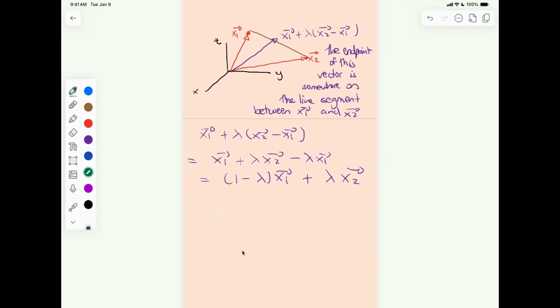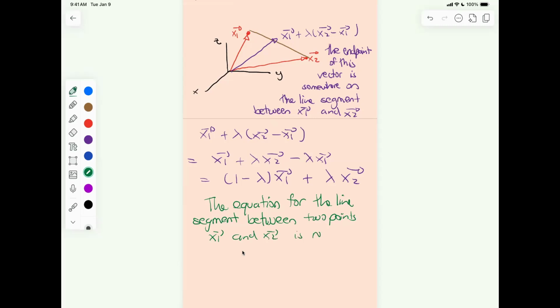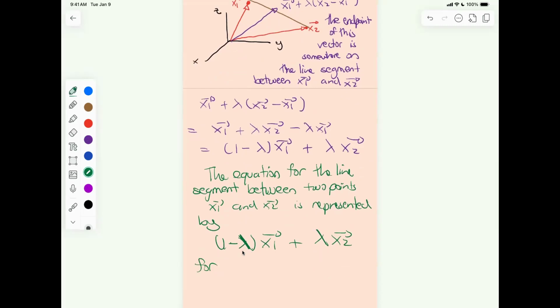So what am I trying to find? The equation for the line segment between 2 points x1 and x2, or two vectors, is represented by (1 minus lambda) x1 plus lambda x2, for lambda between 0 and 1. Okay.